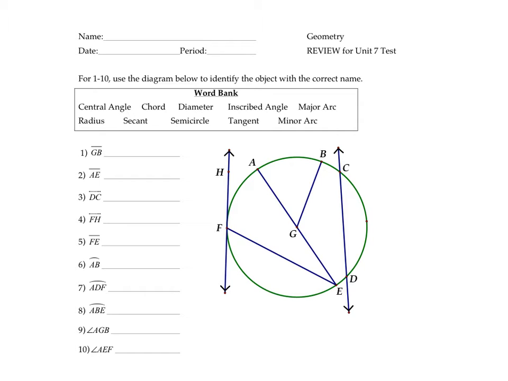Hey everyone, today we'll be reviewing for the Unit 7 test. So for 1 through 10, you have to use the diagram below to identify the object with the correct name. So it's matching, but in a different format. For the first one, we're taking a look at line segment GB. And notice that GB goes from the center to a point on the circle, so it's a radius.